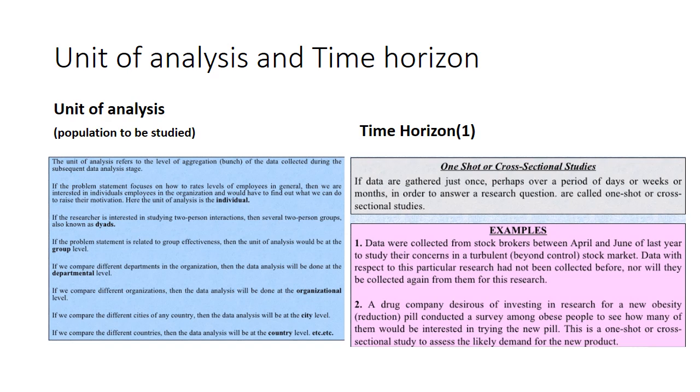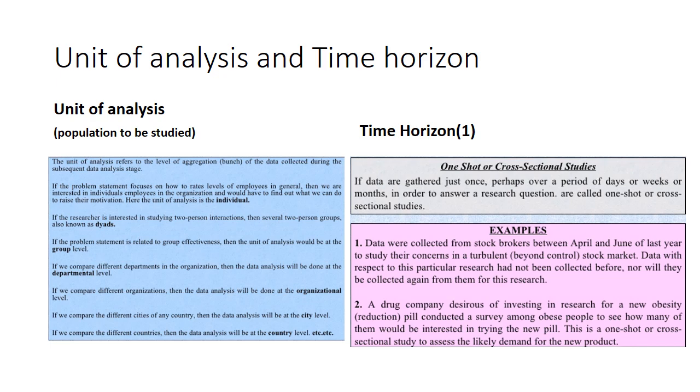Okay, so the important point is data is gathered only once. When the data is gathered only once, it means it is a one shot study. Example: data were collected from stockbrokers between April and June of last year to study their concern in a turbulent stock market. Data with respect to this particular research had not been collected before, nor will they be collected again from them for this research. So data is being collected only once. So if the data is collected only once, it means it is a one shot or cross-sectional study.